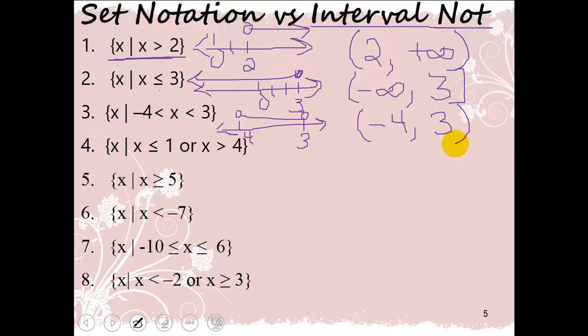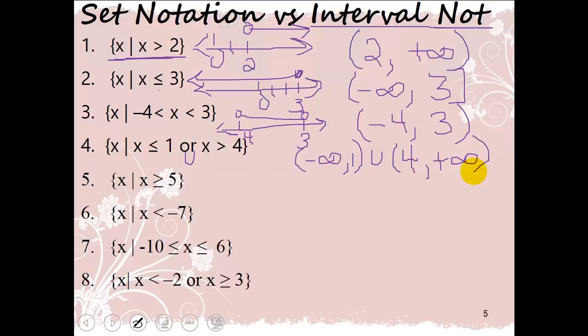Let me do 4 real quick. I didn't do 4. This is going to have a union in it. This OR is going to need a union, okay? And so it's going to go negative infinity to 1 because it's all numbers that are less than 1. So it just keeps going off to negative infinity to 1. And then we're going to skip everything between 1 and 4. And then we're going to pick up everything that's 4 and bigger.